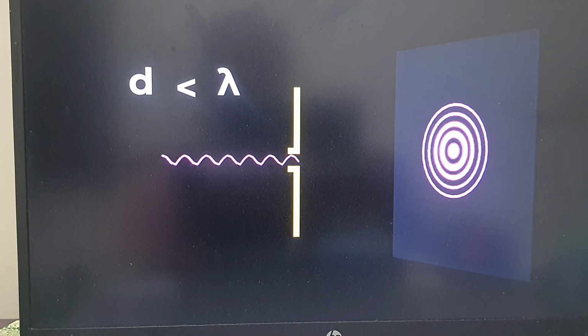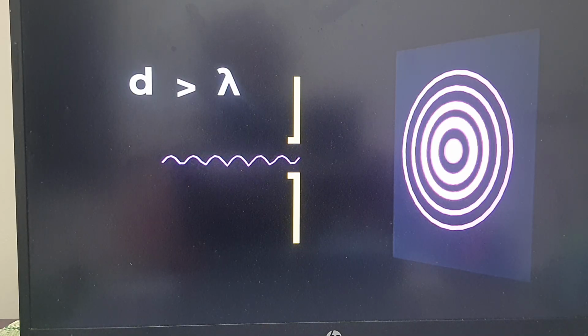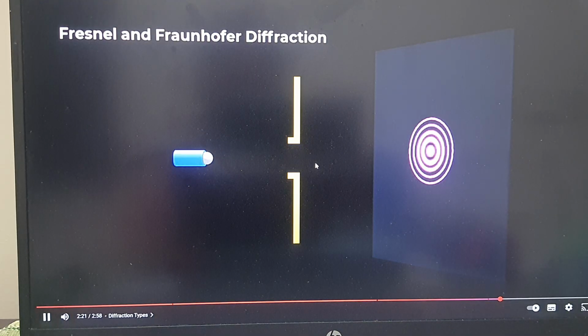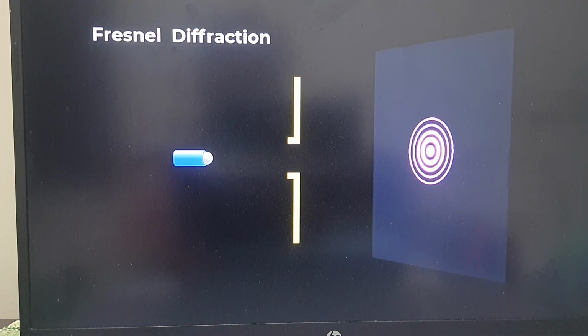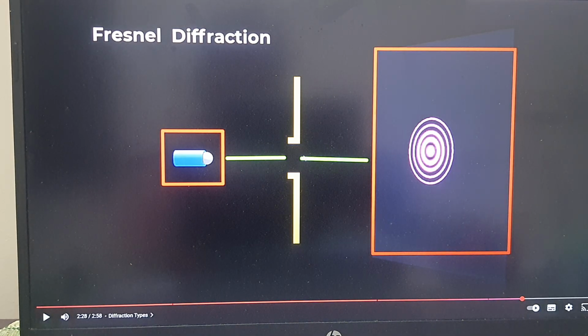The smaller the size of the aperture or obstacle and the longer the wavelength, the greater will be the diffraction. The greater the size of the aperture and the shorter the wavelength, the lesser will be the diffraction. There are two types of diffraction, Fresnel and Fraunhofer. In Fresnel diffraction, the light source and the screen are relatively close to the obstacle. So the distance between source and screen is a finite distance. But in Fraunhofer diffraction, the distance between the source and the screen is infinite.